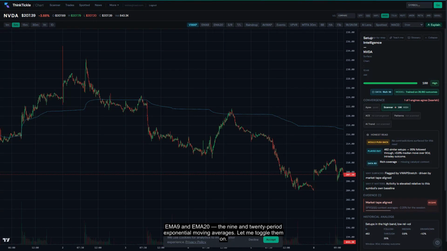EMA 9 and EMA 20, the 9 and 20 period exponential moving averages. Let me toggle them on. Two new lines appear on the chart. Together these are a classic short-term trend filter, price above both, uptrend, below both, downtrend, in between, chop.